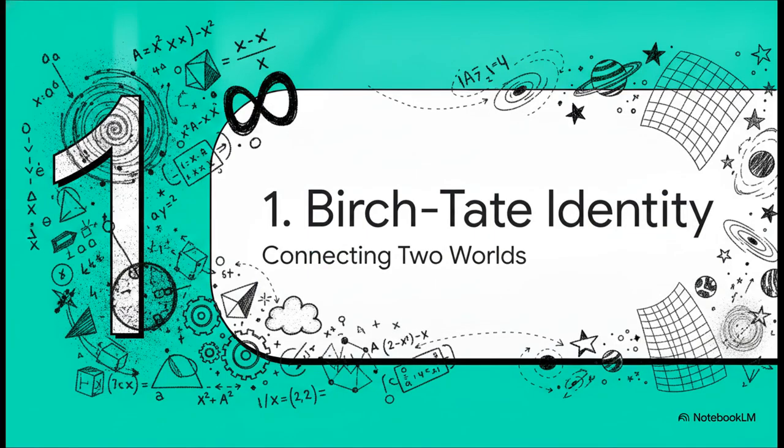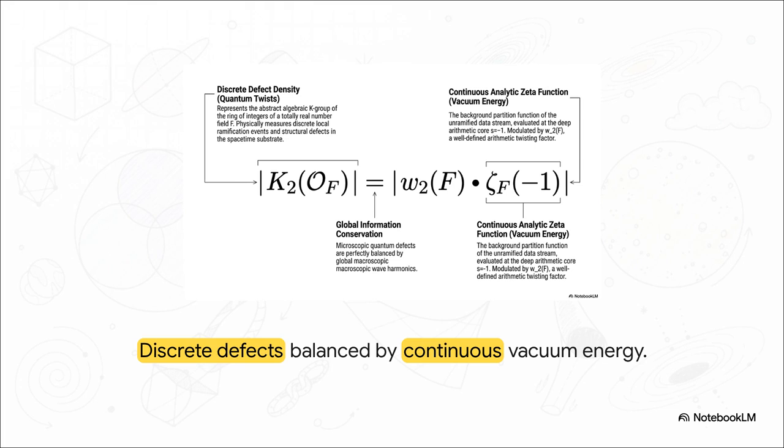Part 1, the Birch-Tate identity. We're starting with the fundamental postulates connecting two seemingly unrelated math universes. Okay, take a look at this fundamental equation. It's literally the bedrock of our whole analysis. On the left side, we're tracking discrete quantum twists in the K-group. Think of them like tiny structural glitches or defects in spacetime.